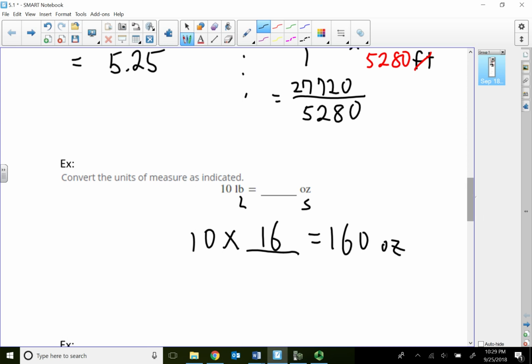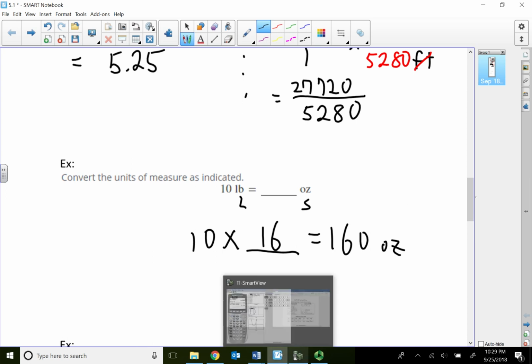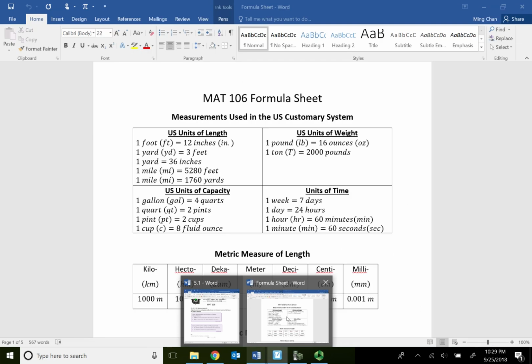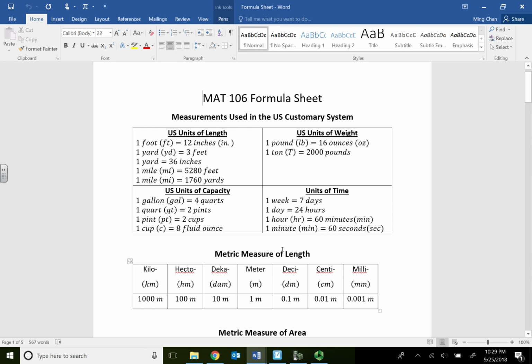All right. Now, don't get confused. This ounce is for weight. When we drink things like Pepsi or Coca-Cola, those 20-ounce bottles are fluid ounces, okay? Those are not weight, those are fluid ounces, which is different.